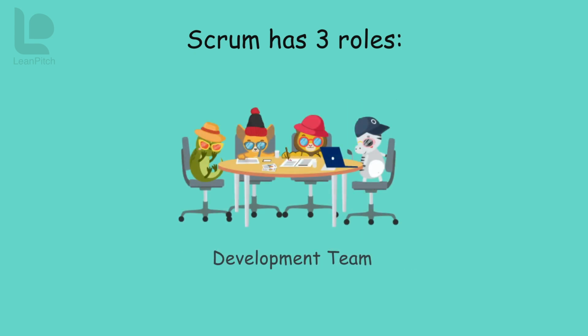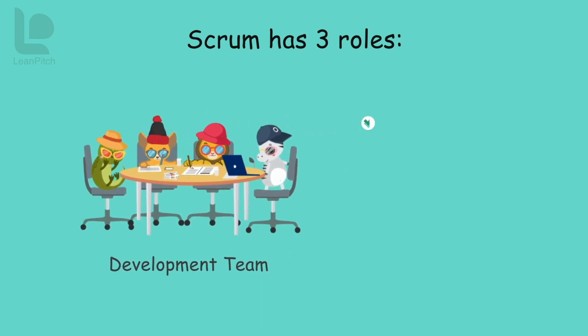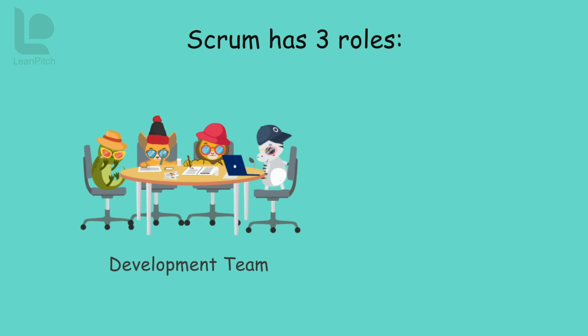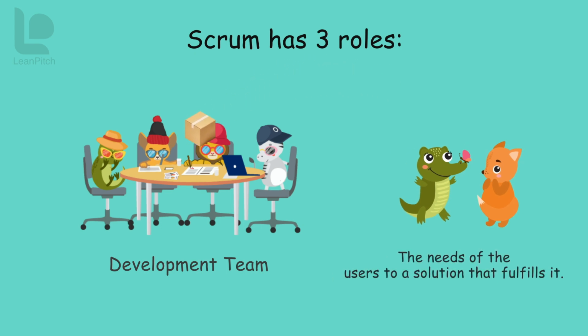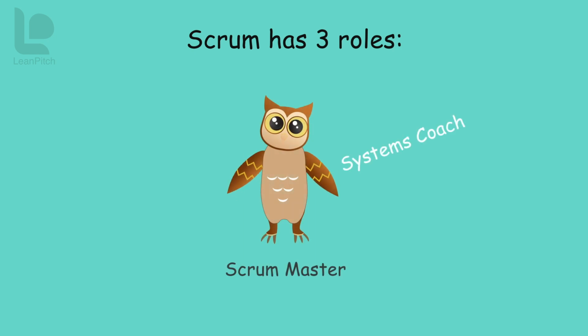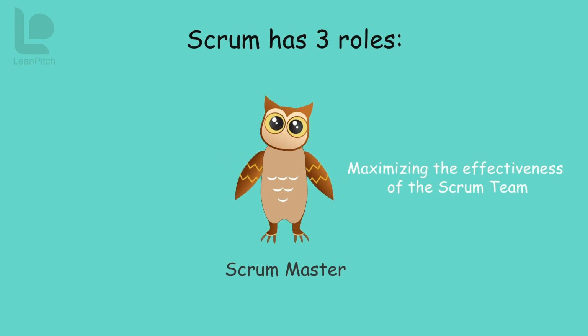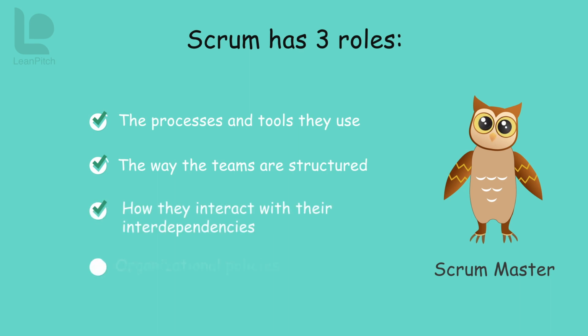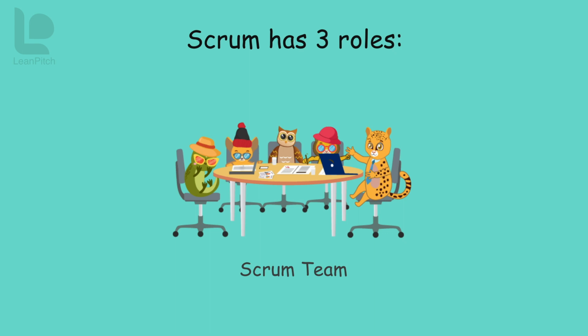A developer in Scrum is anyone who contributes to the development of the product, like a programmer, a test engineer, build and release engineer, a technical architect, or a technical writer. They are called the development team and are responsible for turning the needs of the users to a solution that fulfills their needs. Scrum Master is a systems coach. They are responsible for maximizing the effectiveness of the Scrum team by helping them improve their system, like the processes and tools they use, the way teams are structured, how they interact with their interdependencies, organizational policies, etc. All 3 of them together are called a Scrum team.